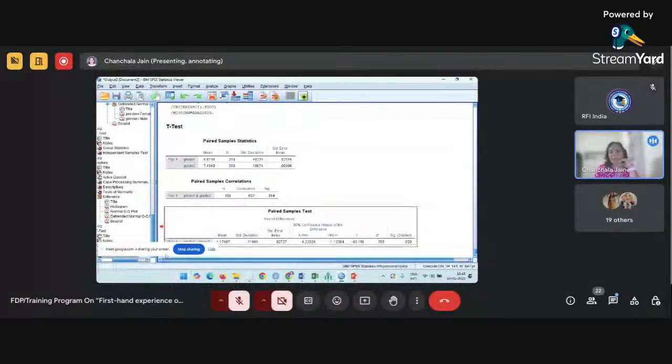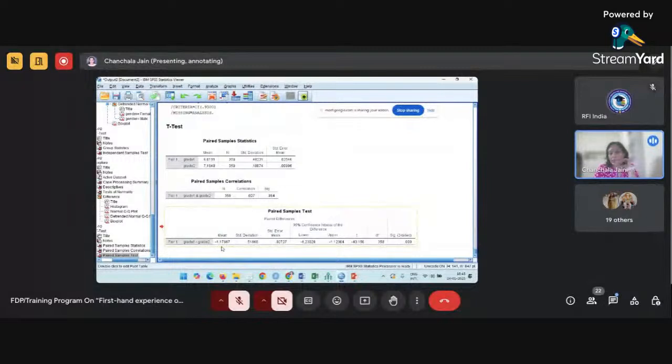Coming to the last table, which is indicating the mean is minus 1.17, standard deviation is 0.516, standard error of mean is given, and in the last portion you can find the t-value, which is minus 43.150 for 358 degrees of freedom, and the significance value is 0.000, which is less than 0.05. So you can say that the null hypothesis for the paired t-test will be rejected. So we can say there is a significant difference in the mean grade before teaching and after teaching, right?